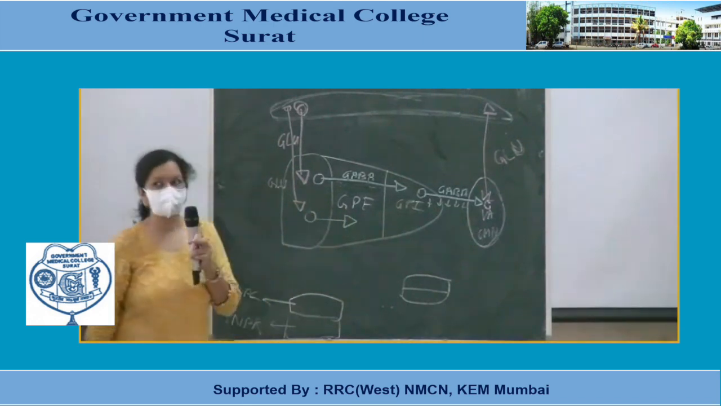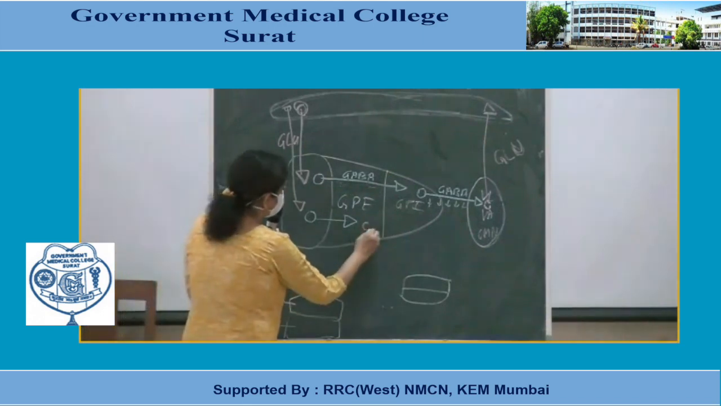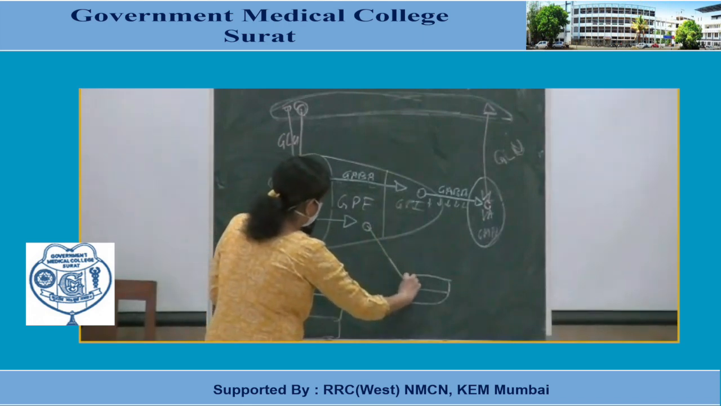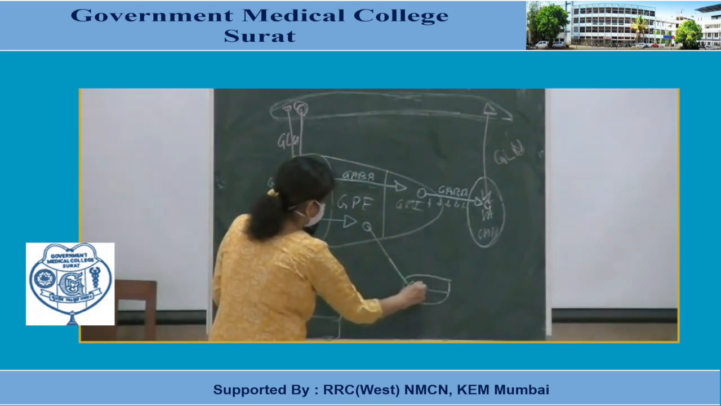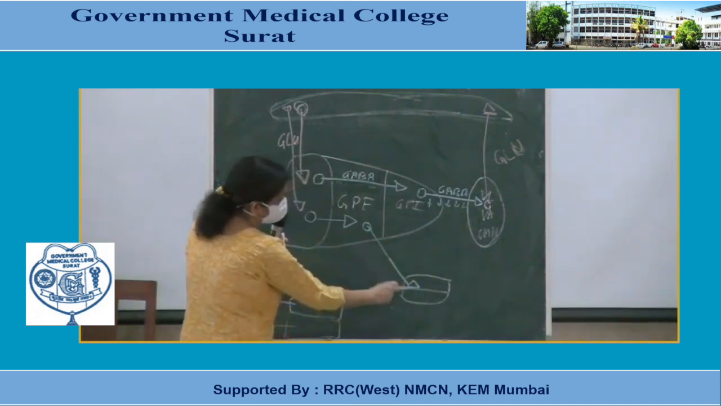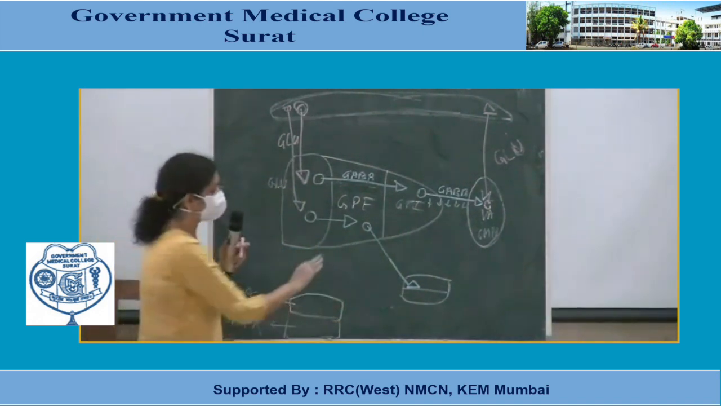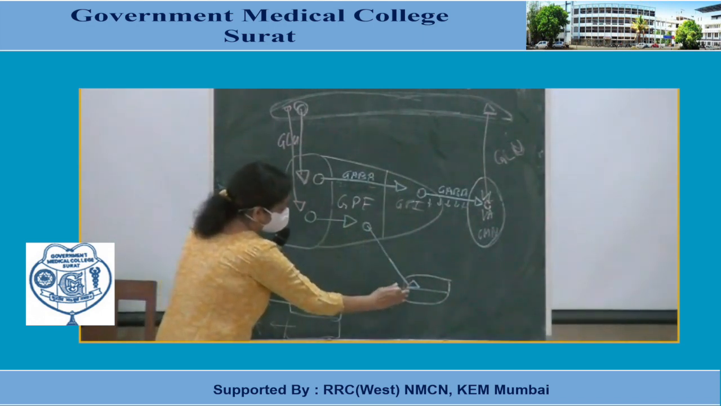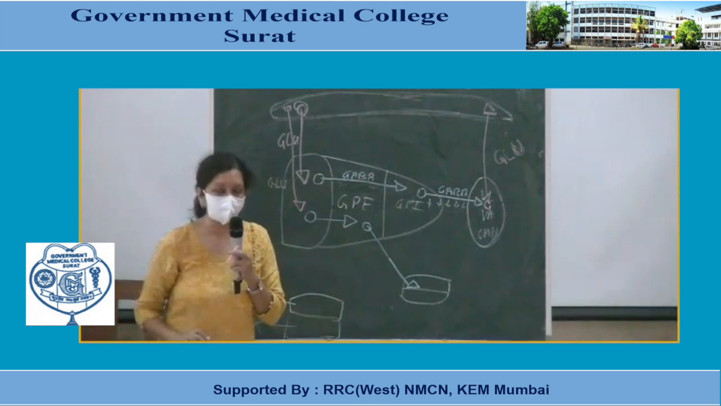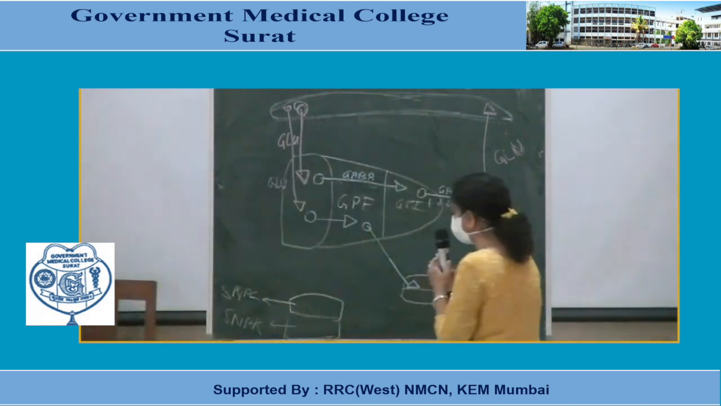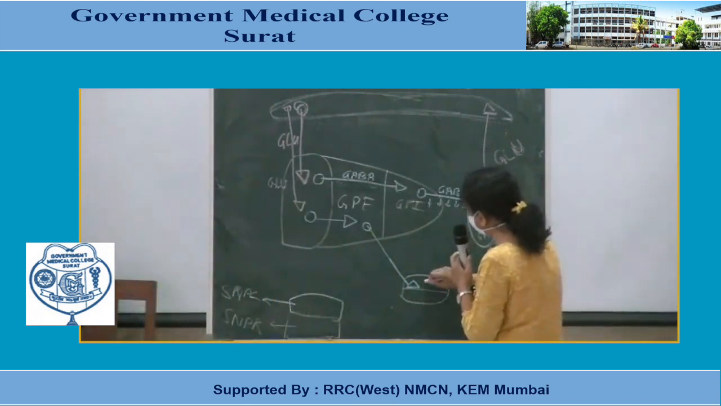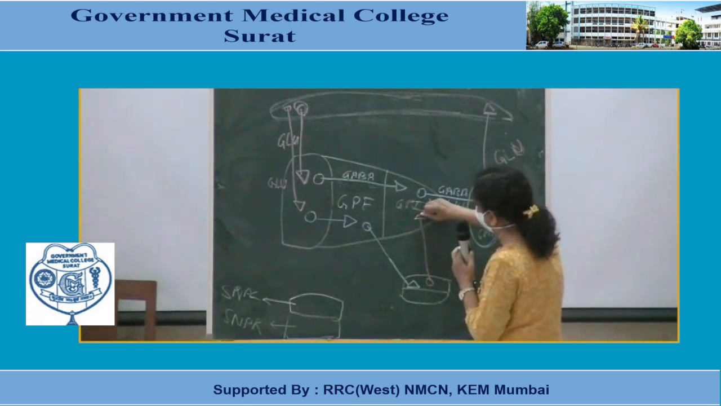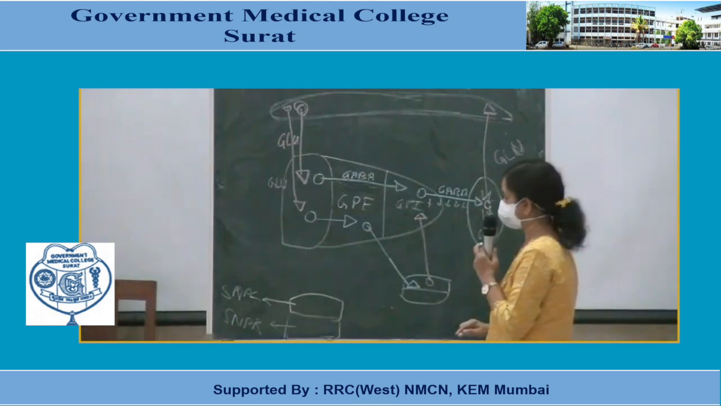Now, from the globus pallidus externus, there is another type of GABAergic fibers which terminate in the subthalamic nucleus. These are again GABAergic. They connect the globus pallidus externus with the subthalamic nucleus. Now, from the subthalamic nucleus, there are glutaminergic, excitatory fibers which terminate in the globus pallidus internus.